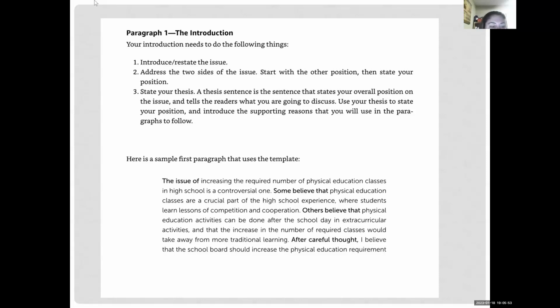Others believe that physical education activities can be done after the school day in extracurricular activities, and that the increase in the number of required classes would take away from more traditional learning. After careful thought, I believe that the school board should increase the physical education requirement. So if you look at that paragraph, you see that whoever wrote it introduced and restated the issue, so we know what the topic is that they're addressing. They showed both sides of the issue, but then they clearly showed which one they support.